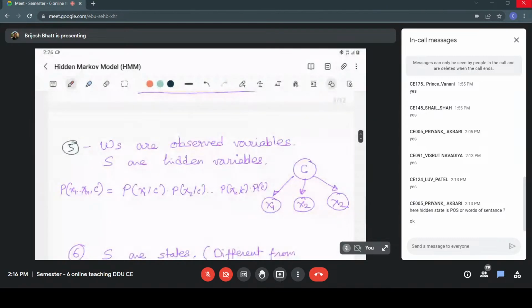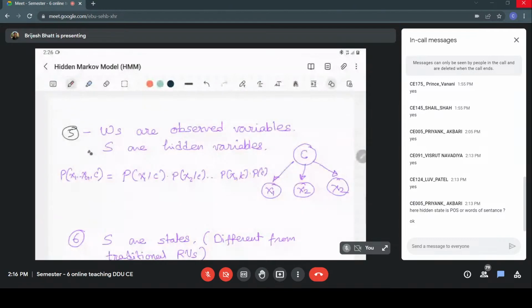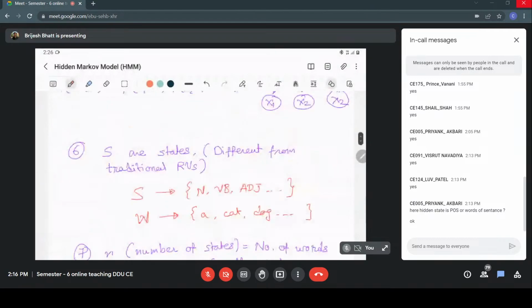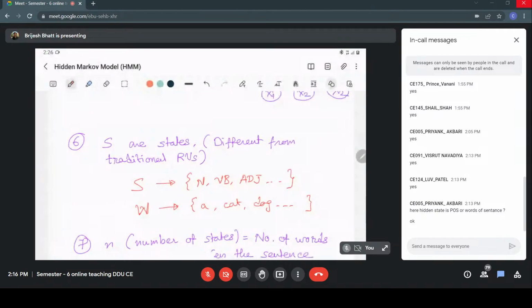So the Ws are observed variables, the Ss are hidden variables. And from our Bayesian network, we know that X1 given C, X2 given C, we have done this many times. The only thing is, S are states, which are a bit different from traditional random variables in that they take values like N, VB, adjective, and W is a cat, dog. So instead of creating a random variable for every word in the dictionary, we create a state W which can take value from this set, that is the dictionary. Similarly, we create a state S which can take value from the set of parts of speech. So this is how it is different from a traditional random variable.